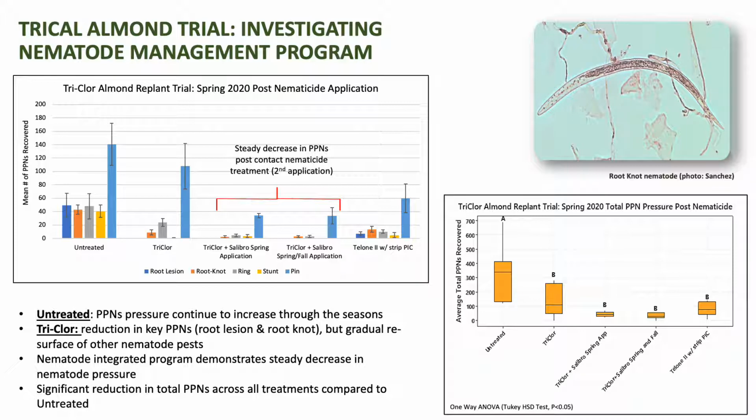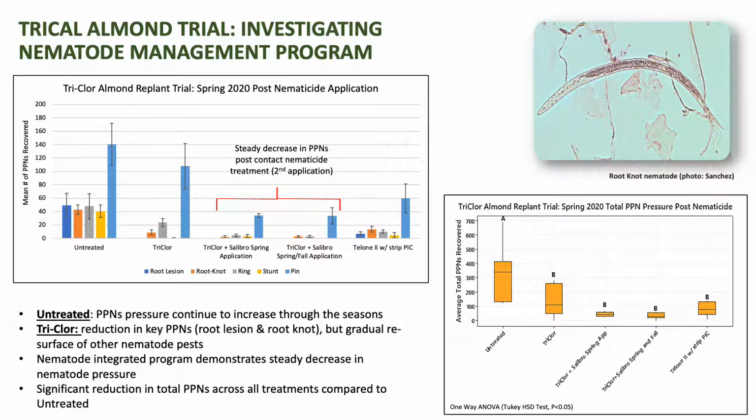In this past spring 2020 PPN evaluation, which is your top left graph, all fumigant treatments and the nematode management program, which consists of TRICLOR with contact nematicide Celebro, display a reduction in plant parasitic nematode pressure compared to the untreated control, a reduction in juveniles and adults. Overall, there was a significant reduction in nematode density of root lesion, root knot, ring, stunt, and pin amongst all 4 treatments compared to the untreated control.